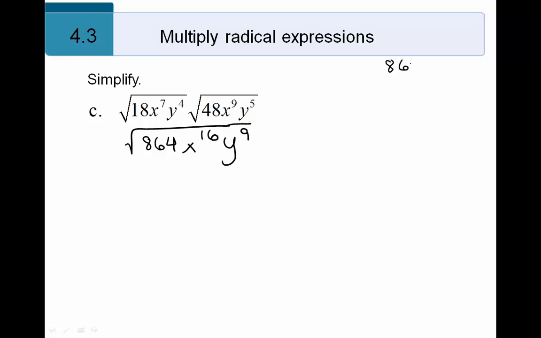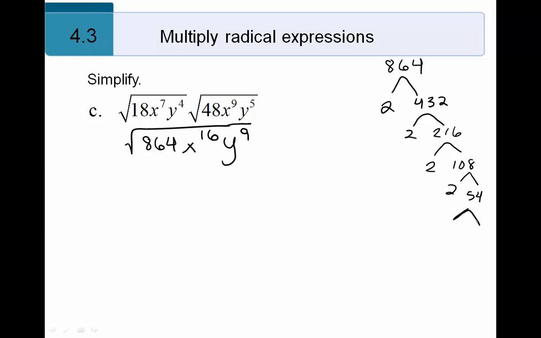864, we're going to have to do a factor tree for, okay? 2 times 432, it's a pretty long one. 2 times 216. 2 times 108. 2 goes into 108 54 times. And then we can go 2 times 27. 27 will break down to 3 times 9. And the 9 will break down to 3 times 3. And we're looking for pairs. Okay? So I'll put this across the bottom.